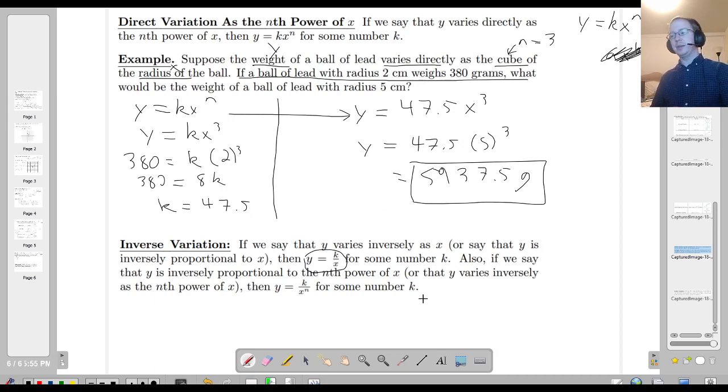Now anytime you see a problem that talks about variation or proportion, look for a few things. One, is it direct or inverse? And number two, do I have some word that indicates a certain power, like squared or cubed or the fifth power? Always be on the lookout for those things so we can choose the right equation to model it. Either y equals kx to the n, y equals k over x, or y equals k over x to the n.